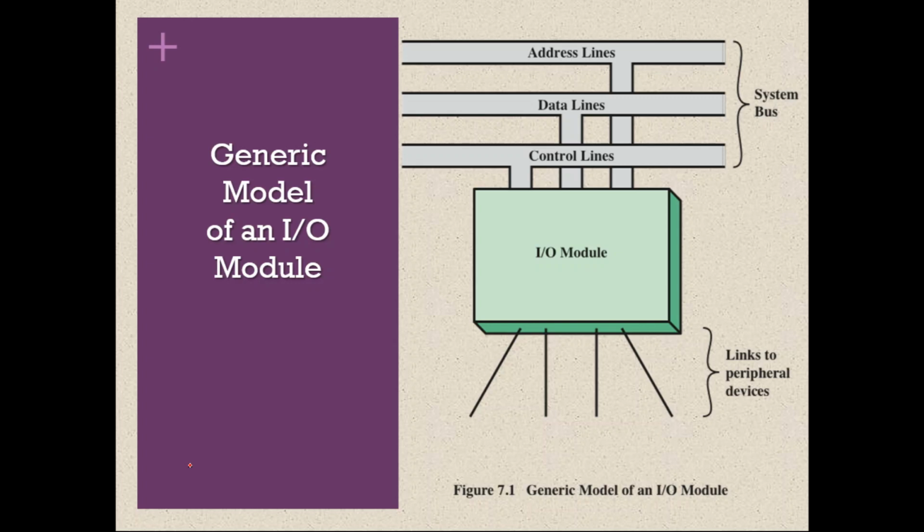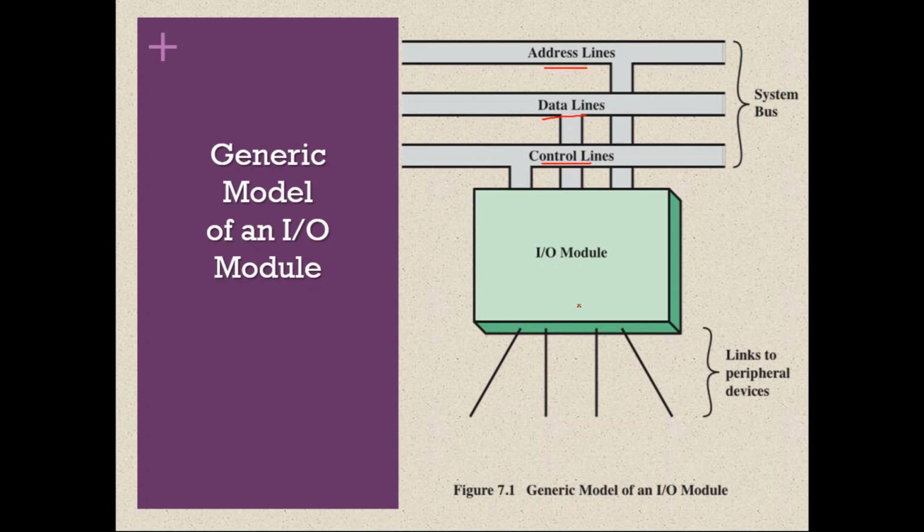So the IO module is a separate block, the interface through which the CPU communicates with the IO device, right? How does the IO module communicate with the CPU? Through the system bus. And what is the system bus? The system bus is the combination of address lines, data lines, and control lines, or you can call it the address bus, data bus, and control bus.